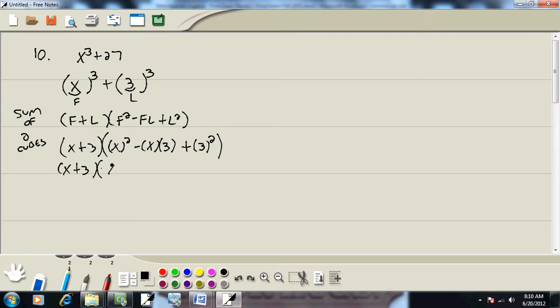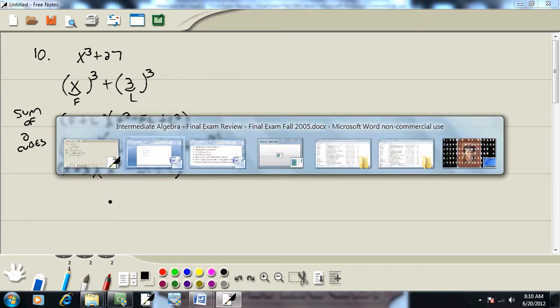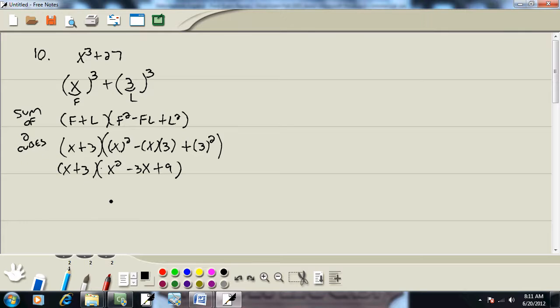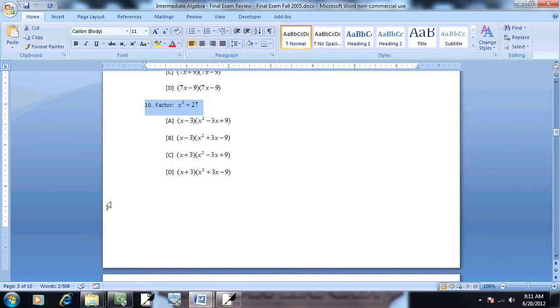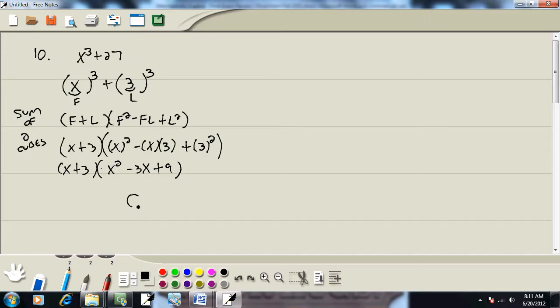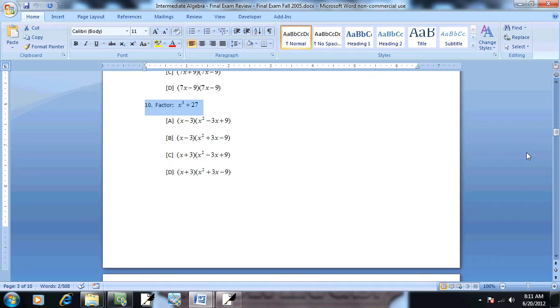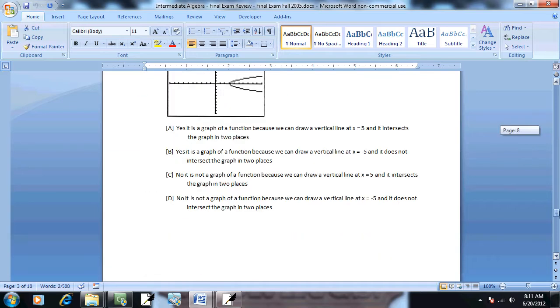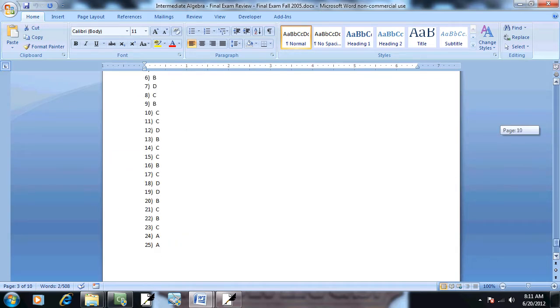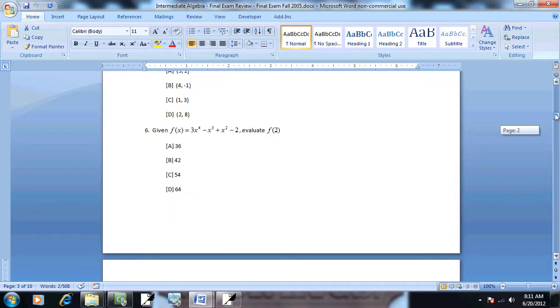Well, X to the second power is X squared, minus X times 3 is 3X, and 3 squared gives me 9. X plus 3, x squared minus 3x plus 9. Looks like choice C. So 10C. And that checks.